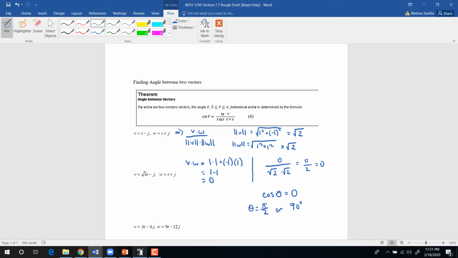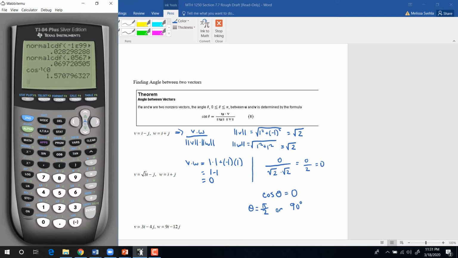And just remember, if you want to change your mode, go to the mode, and you can go from radians to degrees and vice versa. Just make sure you follow what they're asking you. Okay, and get 90 as well.